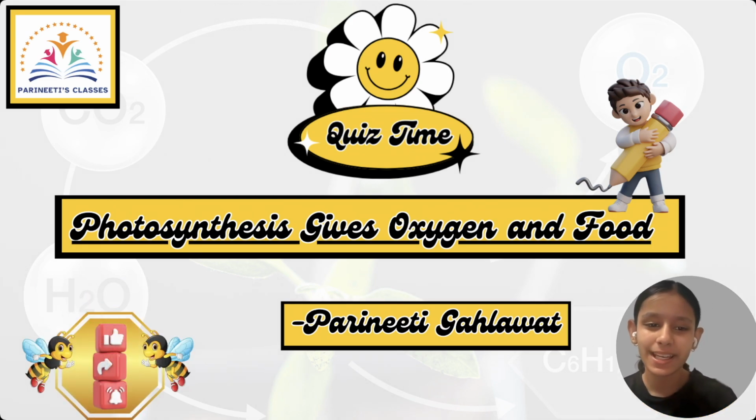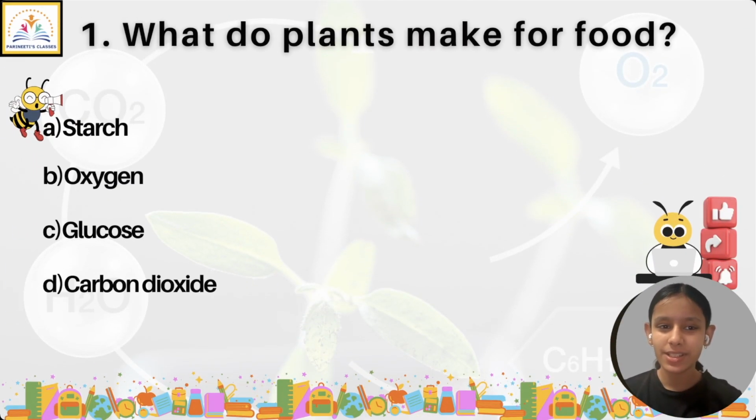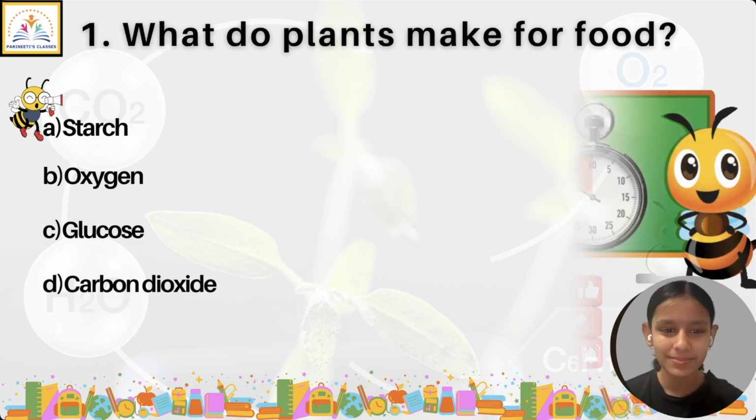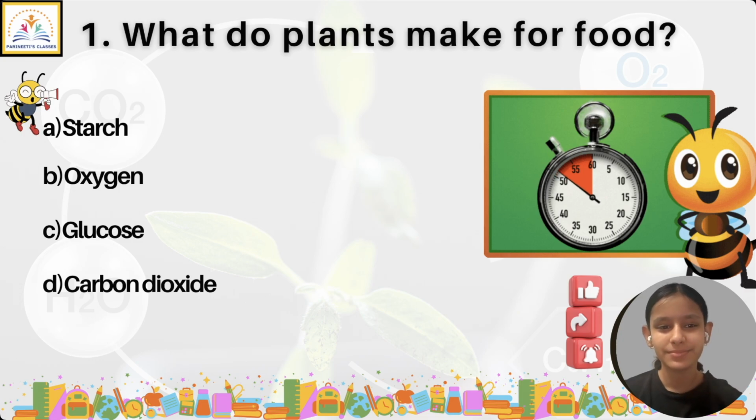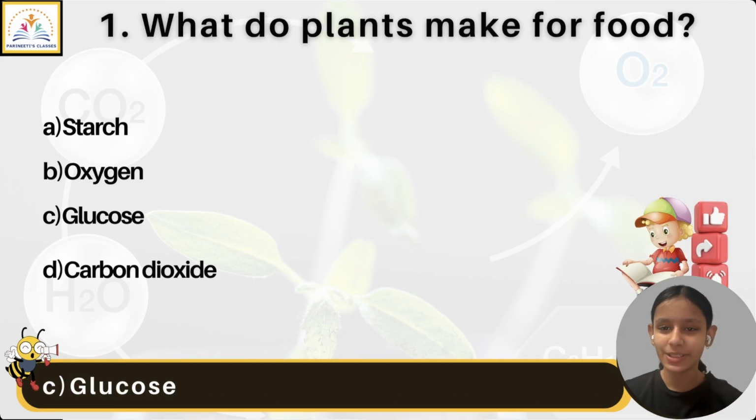And the quiz topic is photosynthesis gives oxygen and food. Let's get started. The first question is, what do plants make for food? Option A, starch. Option B, oxygen. Option C, glucose. And option D, carbon dioxide. The correct answer is option C, glucose.